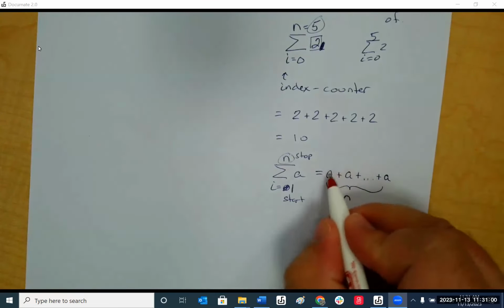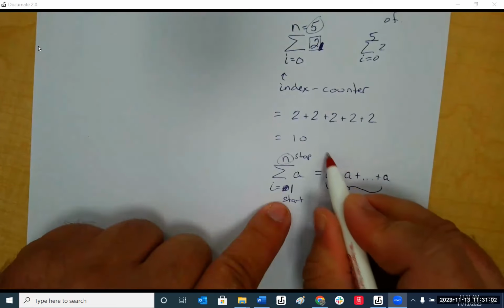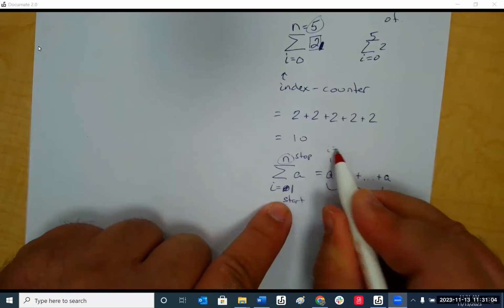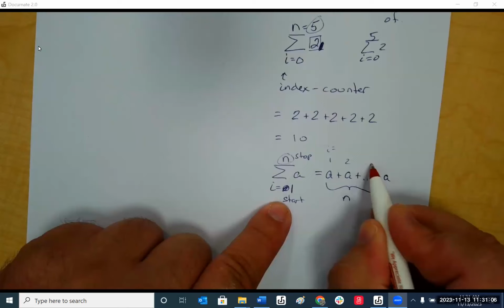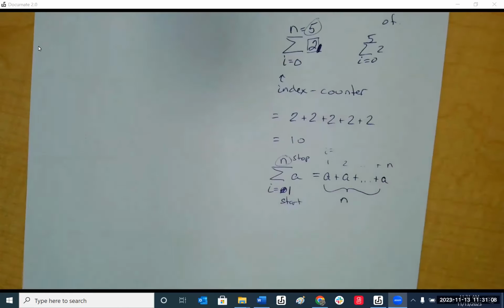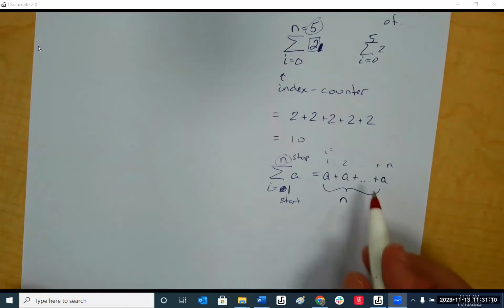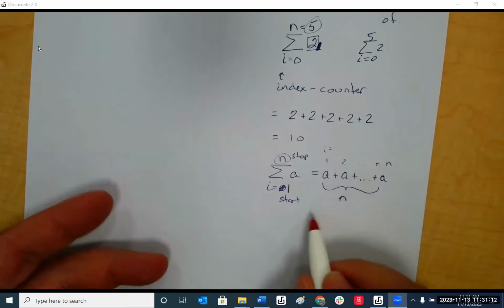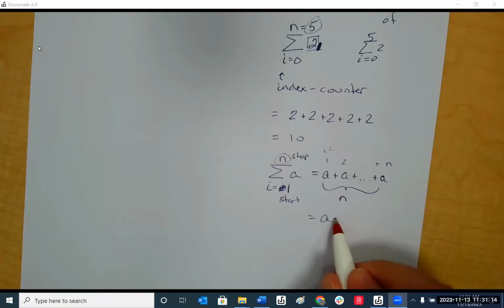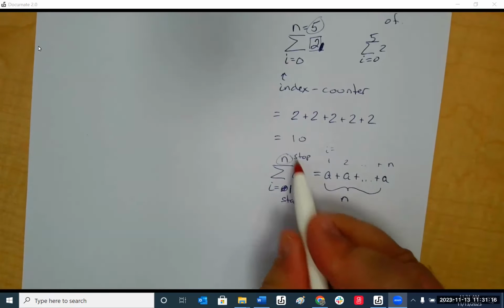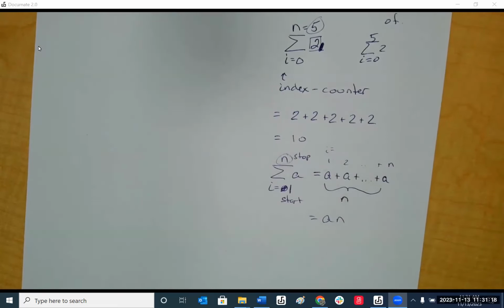Yeah, it's the counter. Here's the first one, I equals 1. I equals 2. I equals N. That's where you stop. So basically, by the rule of addition, this is really A times N. If you have a constant and you add it up that many times, it's A times N.